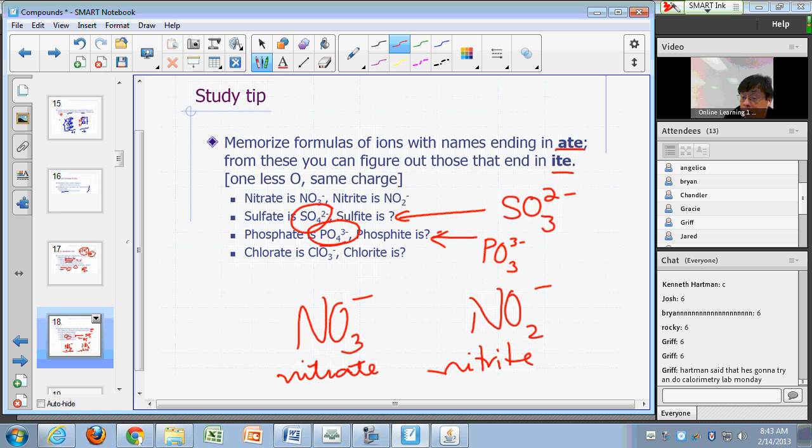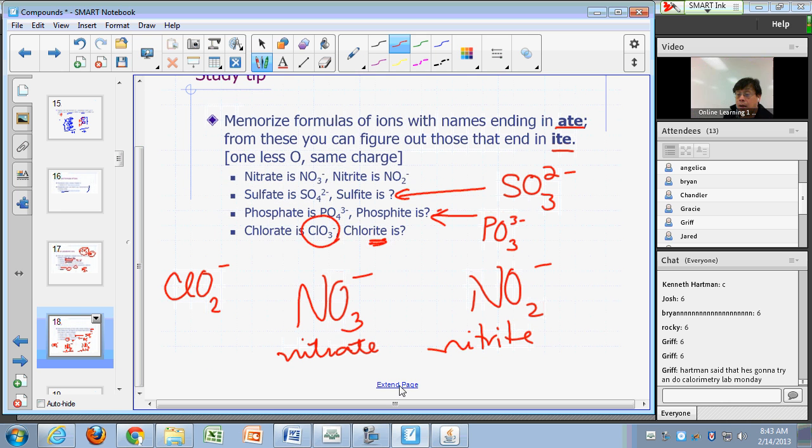How about chlorate? Chlorate is ClO3 with a negative 1 charge. So chlorite would be ClO2 with a negative 1 charge. So with one less oxygen, you get the formula for the ion whose name ends in ite.